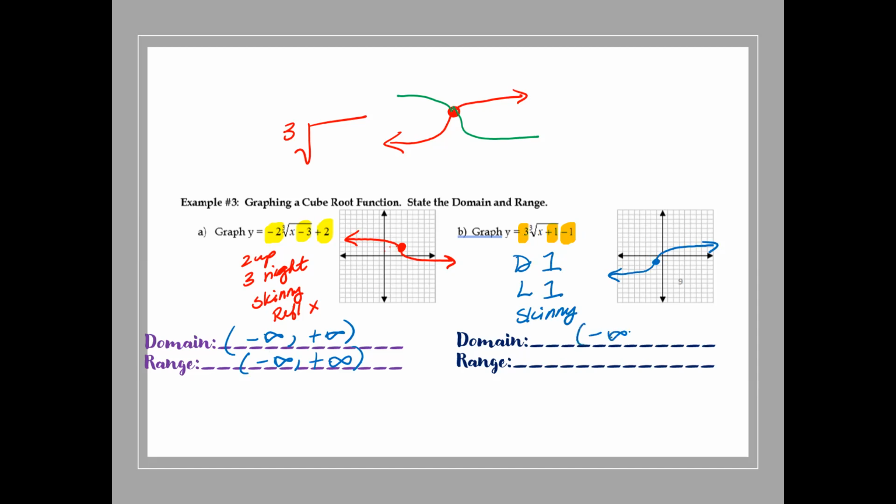Domain is just negative infinity to positive infinity. Range, negative infinity to positive infinity. And that's it. That's how you do graphing and transformations of radicals, you guys. 2 different graphs. Square roots are always going to be like this little curvy thing. Cube roots, it's going to be like this little squiggly S shape. Those are the only 2 things you need to memorize.